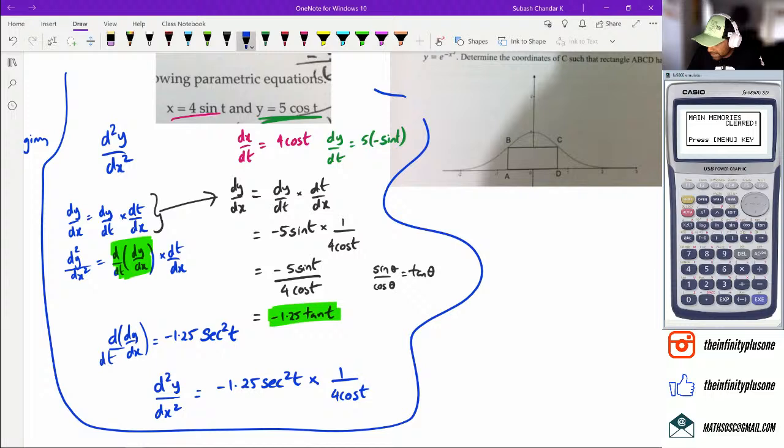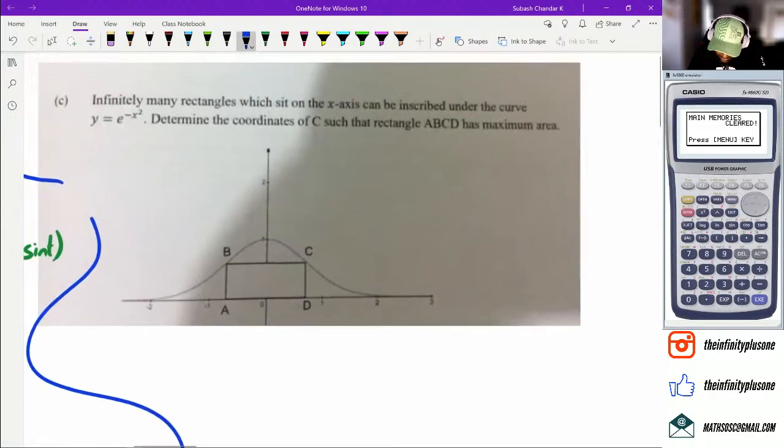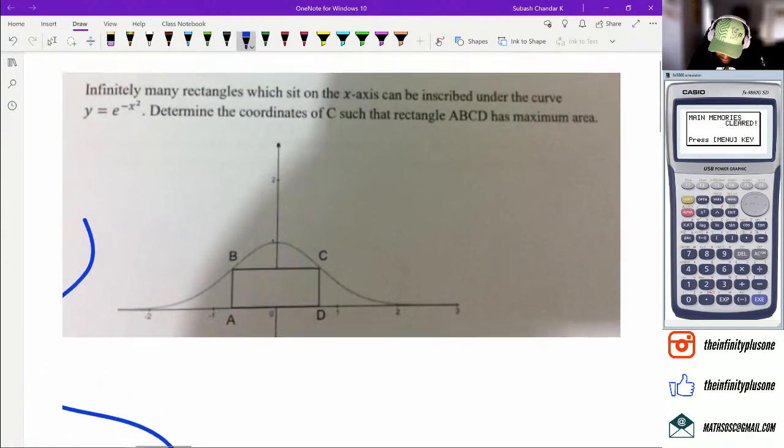All right, moving on. Next question. Yes, cos over sine is given, but sine over cos is not given. Cool. We go to this one here.